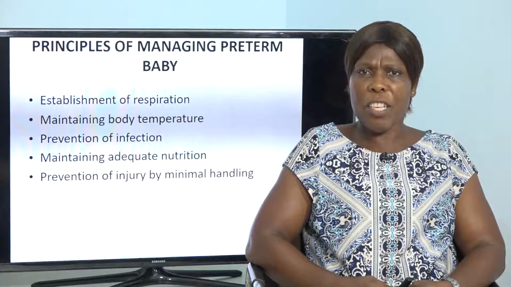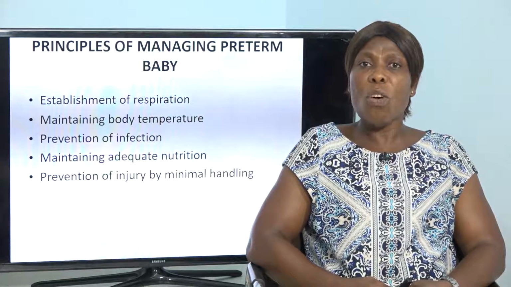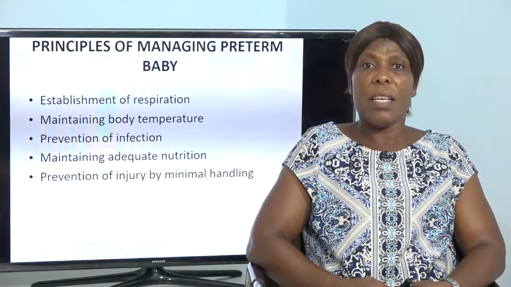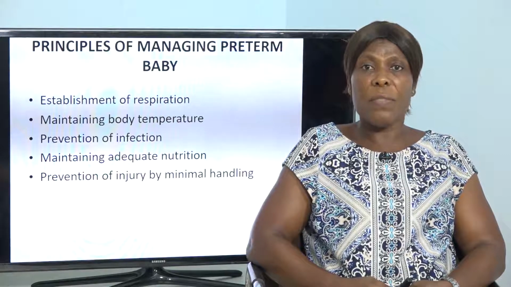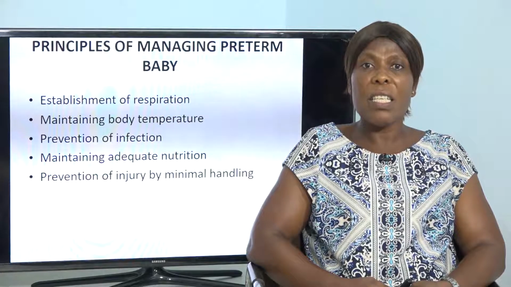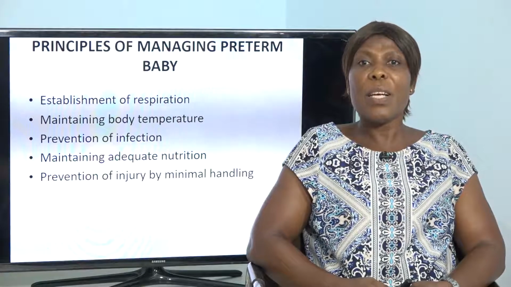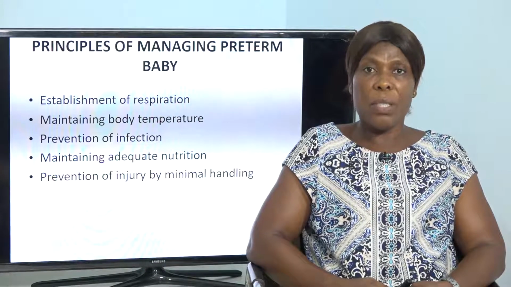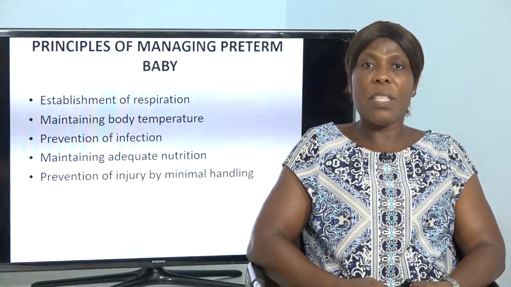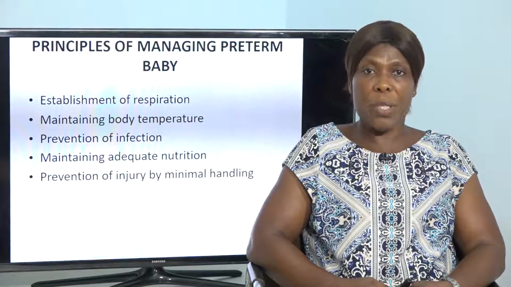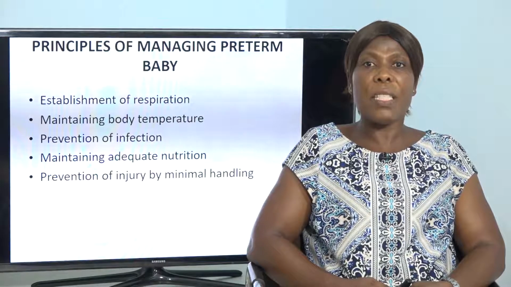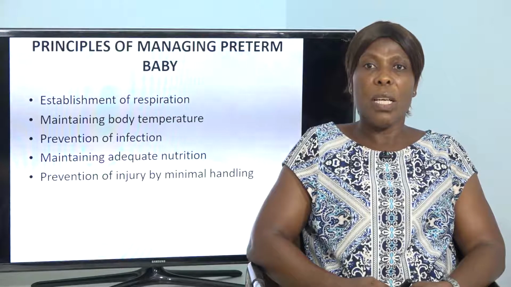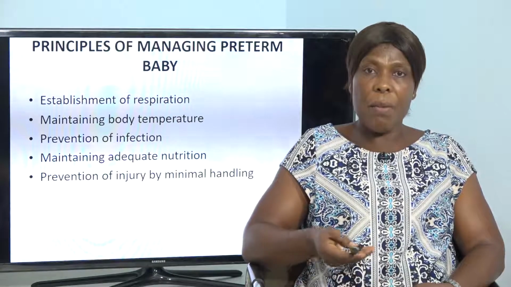What about prevention of infection? They need to ensure that all the instruments that we are using in conducting the delivery are sterile. And then also, good hand washing is very necessary to prevent infection in the newborn. Adequate nutrition: the moment they are born, we need to feed these babies so that the baby is able to attain maturity or grow up to term. We need to handle them carefully, embark on all nursing activity at a go to prevent frequent handling of the baby.